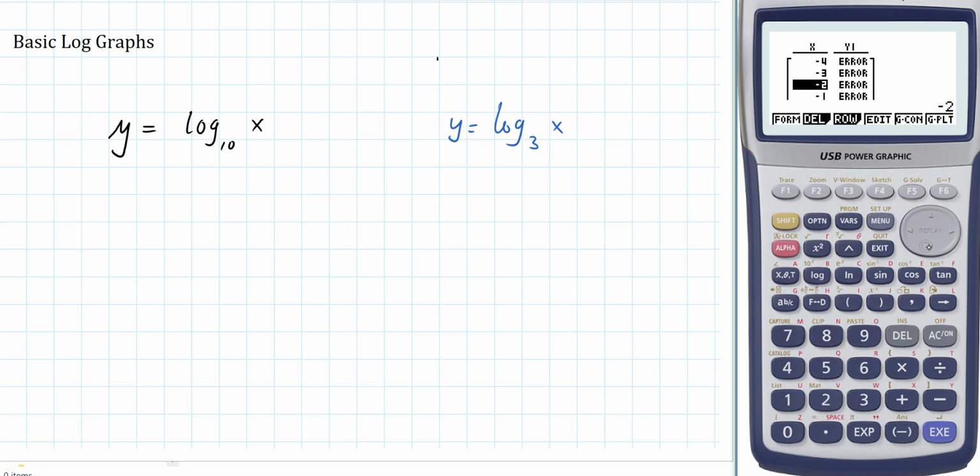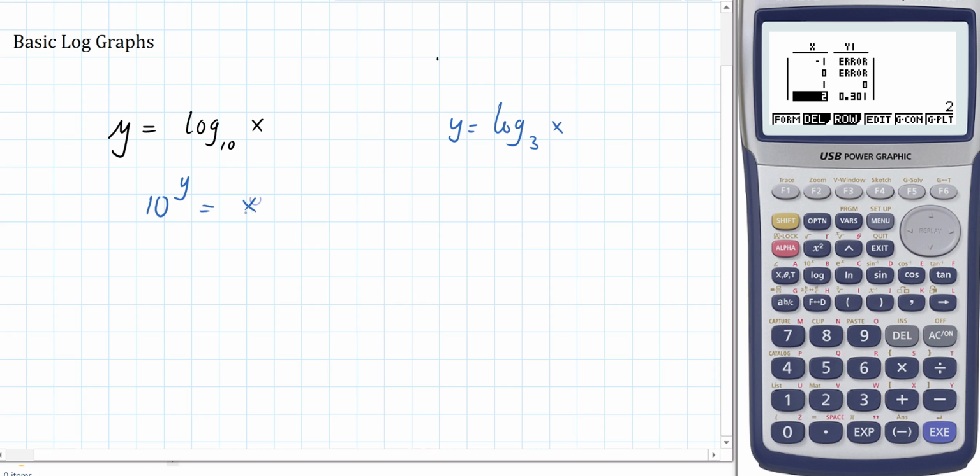to like. Now, if we think about the relationship between logs and exponentials, we can take this log form and rewrite it in exponential form. So I can say my base is 10. I'm raising it to the power y. That's going to give me x. So basically what the log is saying is, what power do I raise 10 to? That's the value of y. That's going to give me a value of x.